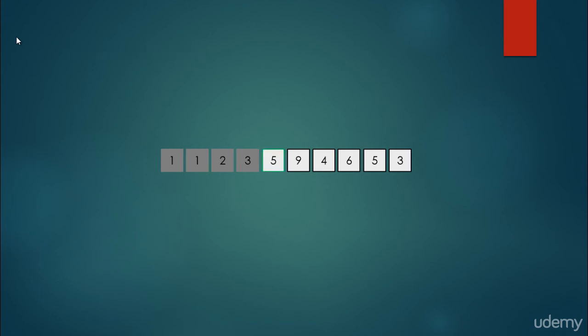We start with 5. 9 is greater than 5, so we mark it. 4 is less than 5, so we have to swap our element with the marked one. 6 is greater than 5, so it's okay, and we mark it. 5 is equal to 5, so we mark it. And for 3, we have to swap 9 with 3. And we have to swap the pivot element with the last item that's smaller than our pivot, and we consider this pivot to be sorted.